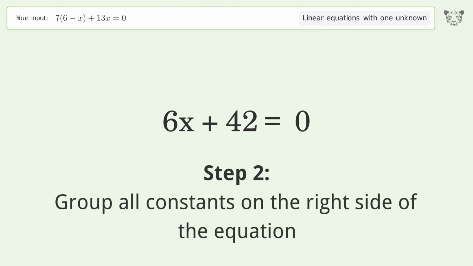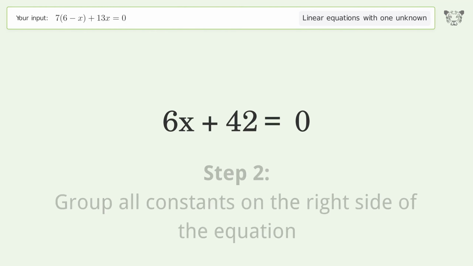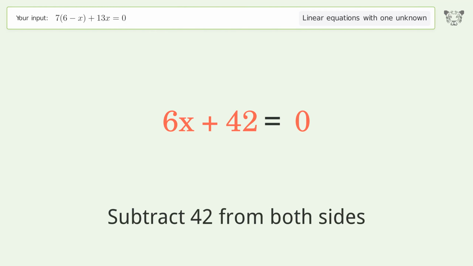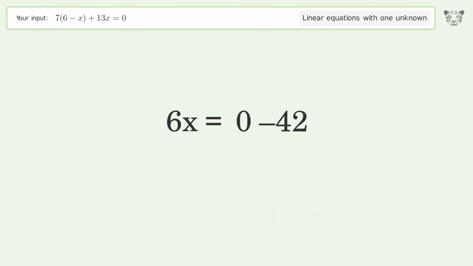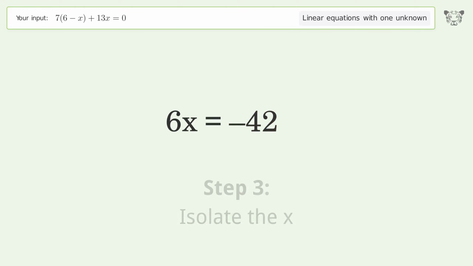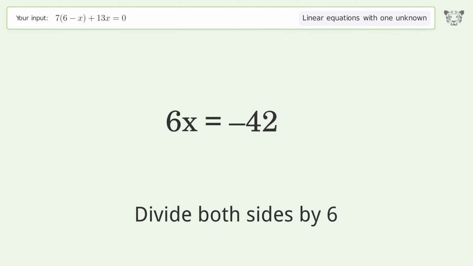Group all constants on the right side of the equation. Subtract 42 from both sides. Simplify the arithmetic. Isolate the x. Divide both sides by 6.